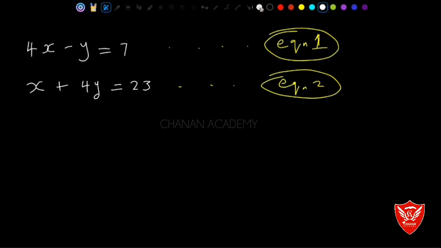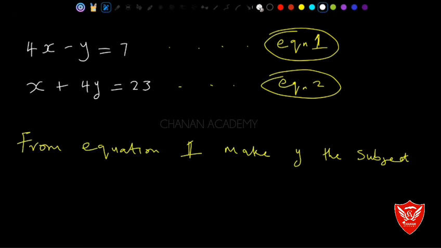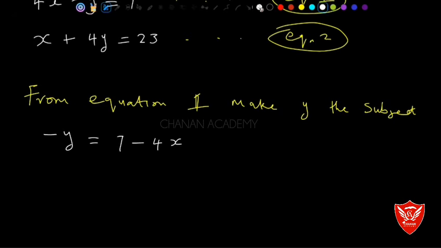Mine, I'm going to pick equation 1. So from equation 1, it will be easier for me to make y the subject of the formula. The reason is that the coefficient of y in equation 1 is actually 1. I won't need to divide anything, so we just go ahead. So from equation 1, if I make y the subject, I'm going to have minus y equal to 7 minus 4x. So I can decide to multiply through by minus 1. So then I'm going to have y equal to minus 7 plus 4x.